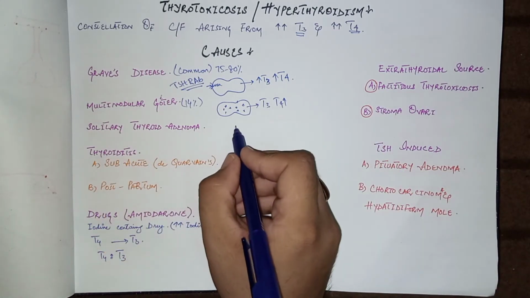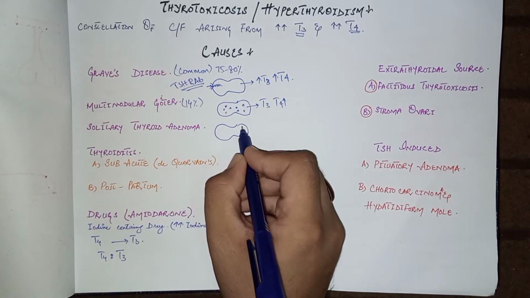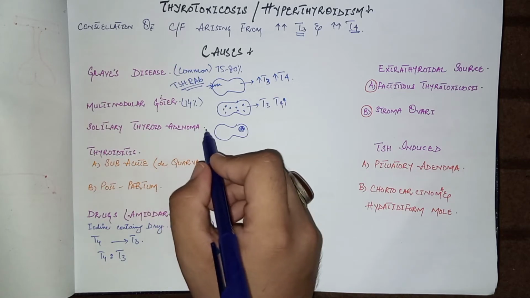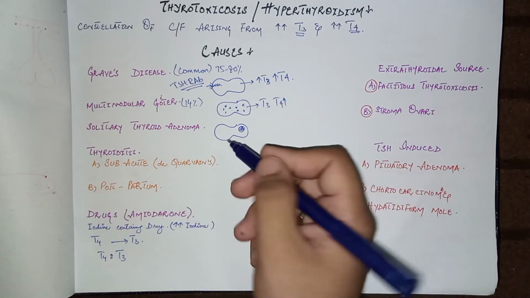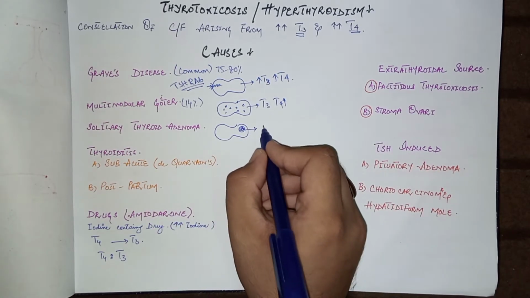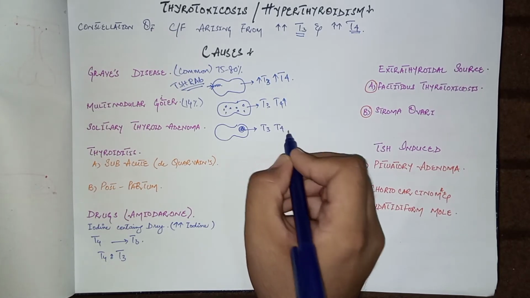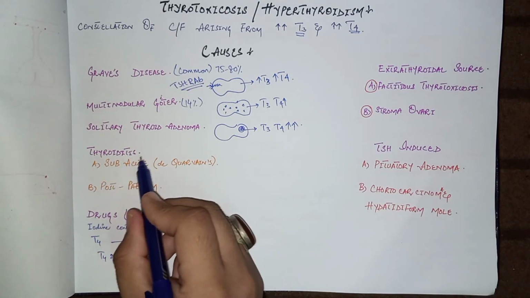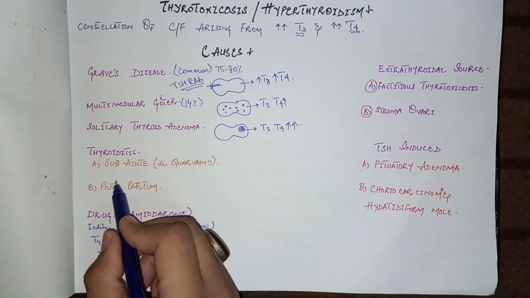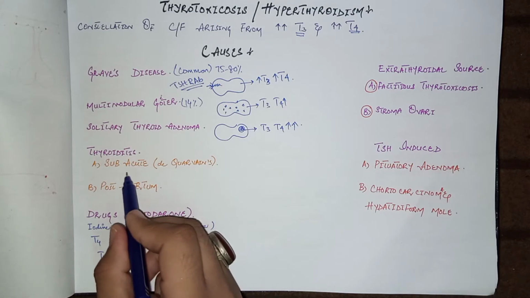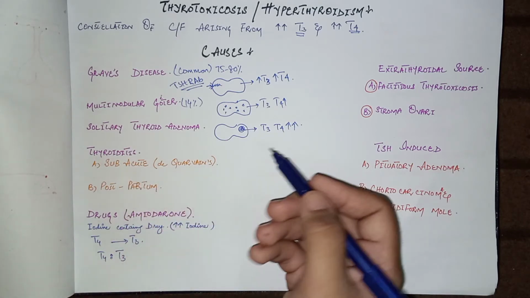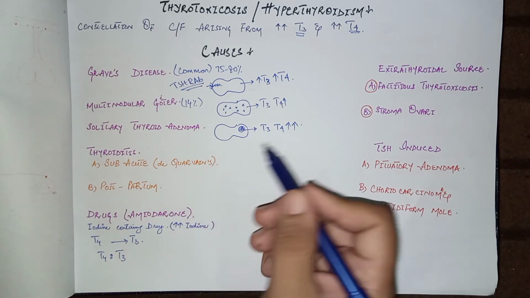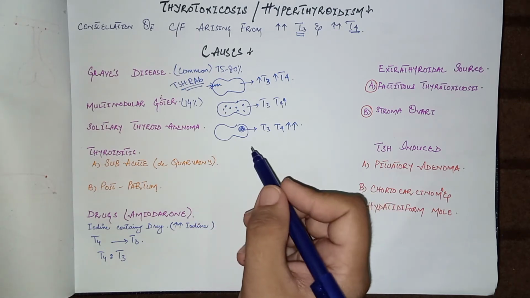Solitary thyroid adenoma: solitary means a single adenoma formation in the thyroid, or it is also simply called a single thyroid nodule. This thyroid nodule produces excessive T3 and T4 in the blood. Other causes are thyroiditis, that is inflammation of the thyroid gland. It is classified into subacute and postpartum. Subacute or de Quervain's, in this case, there is a viral infection like Coxsackie virus, mumps virus, and adenovirus.